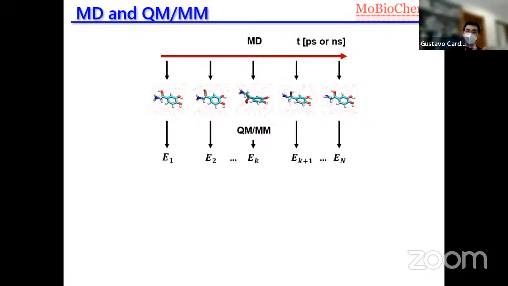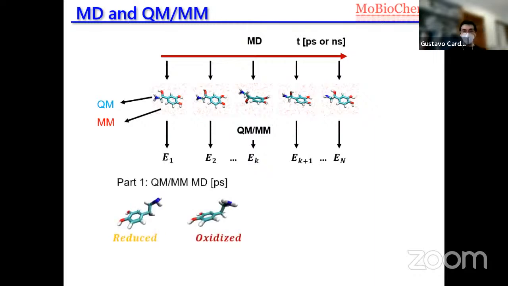Okay. So the tutorial is going to be subdivided into two parts. Remember that here we have the QM region, and the environment is going to be the so-called molecular mechanics region, the low level of theory region. So the first part of the tutorial is going to be one of the things that I mentioned here, a QM/MM molecular dynamics simulation. We will perform one of these simulations for the reduced molecule, and one for the oxidized molecule, as I said before.